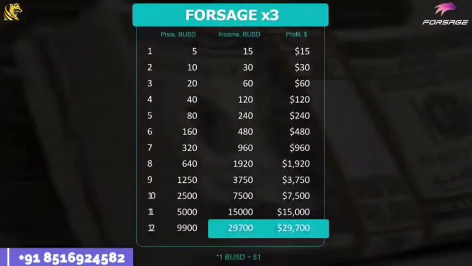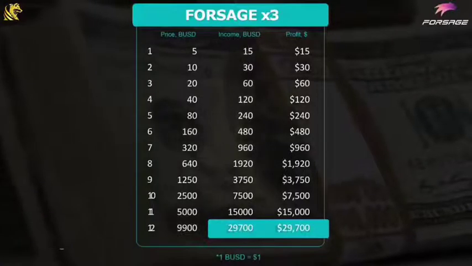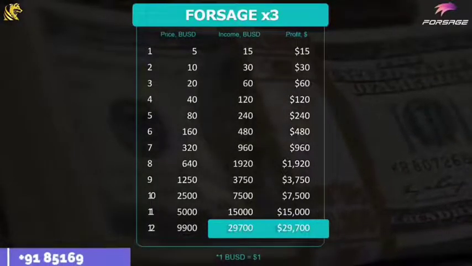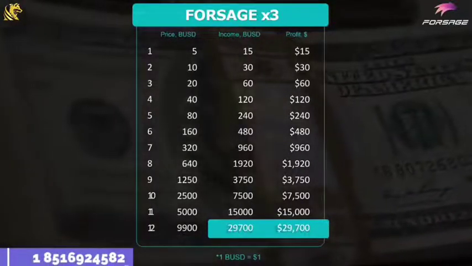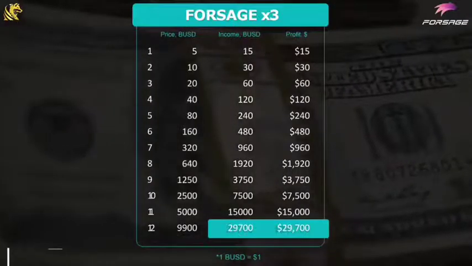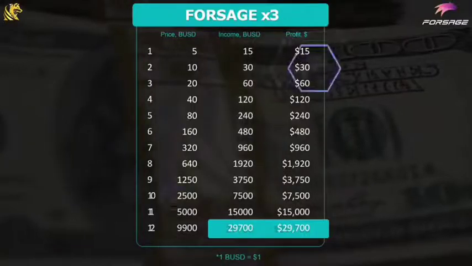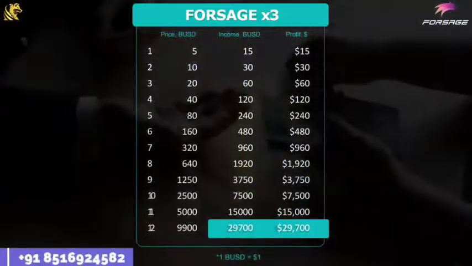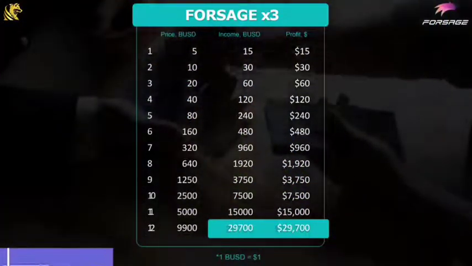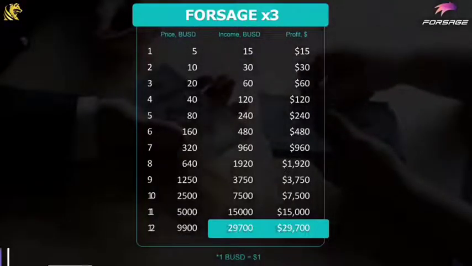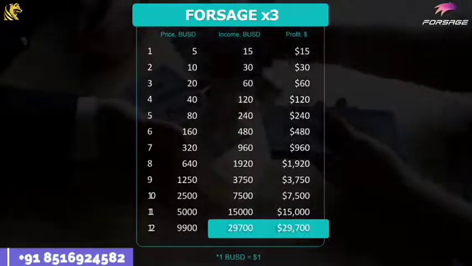So if we talk about the profits of each slot, for example X3, the income of one cycle of every slot is thrice its cost. For example, the first slot costs 5 BUSD and the total income of one cycle is 15 BUSD. But the best thing about it is that it has so many unlimited cycles, it keeps paying you revenue forever. Similarly, in the second slot, 10 BUSD will pay you 30 BUSD in one cycle.